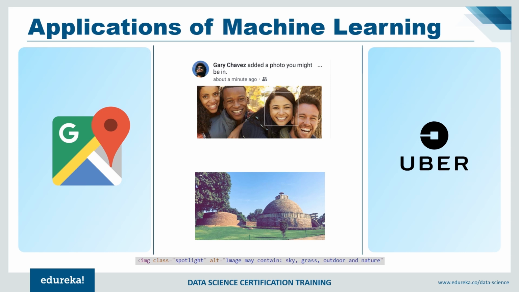So, for example, if we have a look at this image and we inspect the following image on Facebook, we get the alt tag which has a particular description. In our case, what we get here is: the image may contain sky, grass, outdoor, and nature.